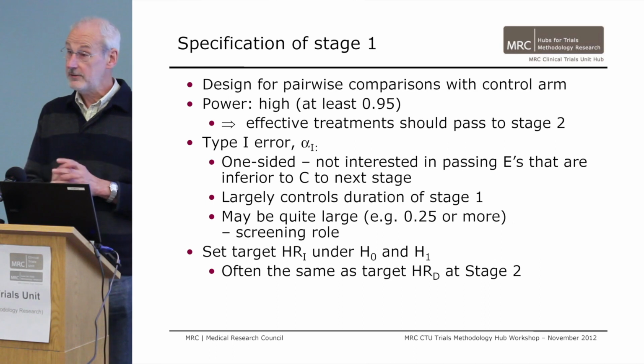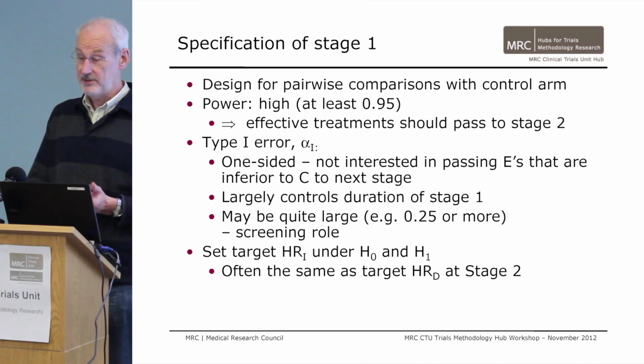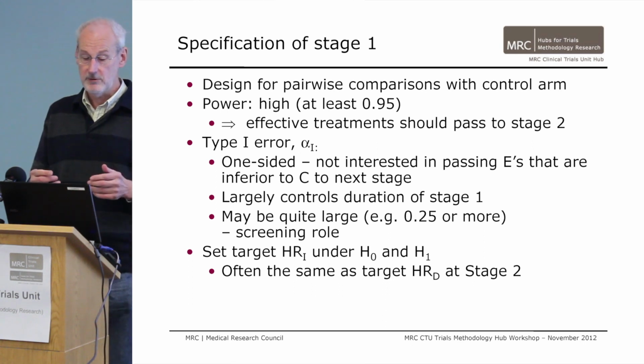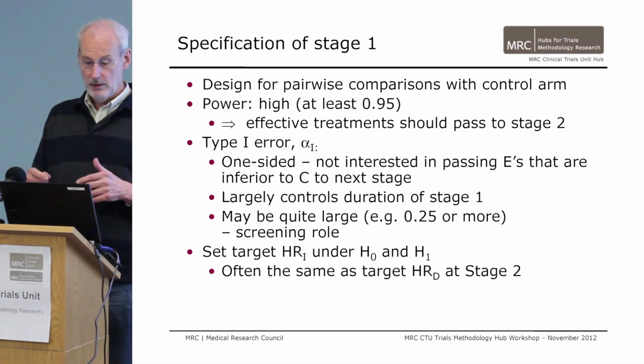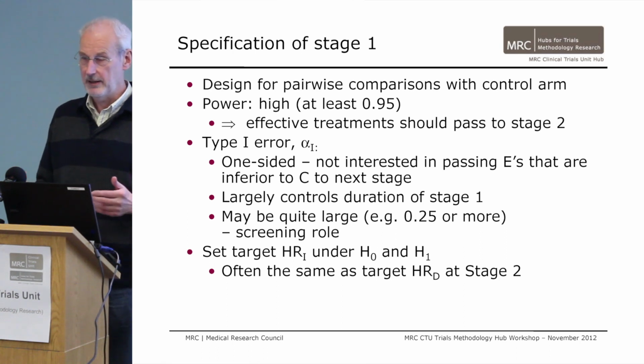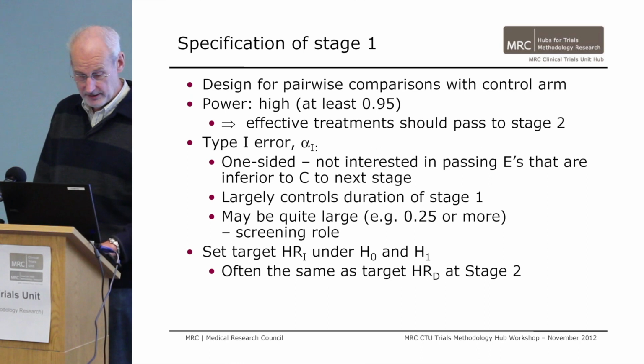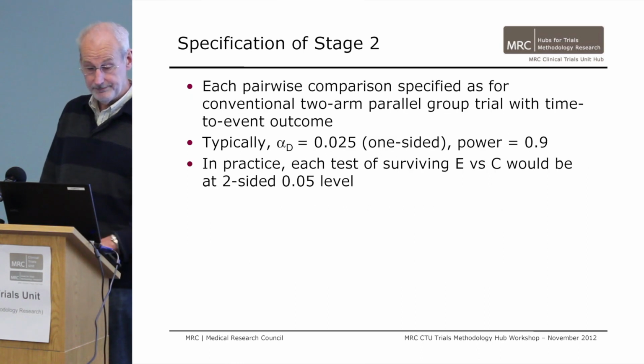As far as the target hazard ratio, we usually use the same value as we do for the definitive outcome. There is sometimes a case to be made for using a more stringent value for this, but generally we haven't actually done that. So we usually target the same hazard ratio as for the definitive.